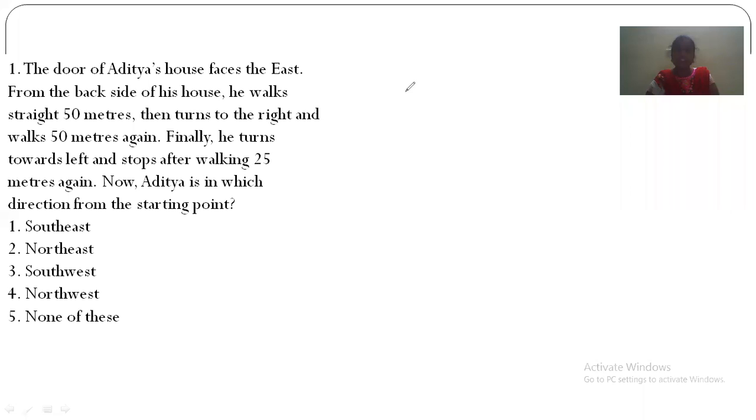First problem for this session: the door of Aditya's house faces east. Let us take this as the starting point, with his door facing the east side. Then from the back side of his house, he walks straight. The first move is to the back side, which means the opposite side. The opposite of east is west. He walks straight 50 meters, then turns to the right. West to the right means he will move in the south direction.